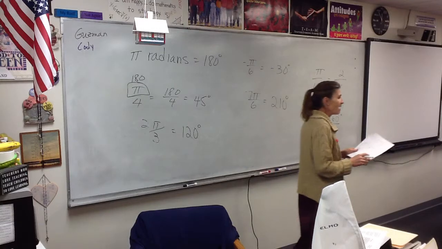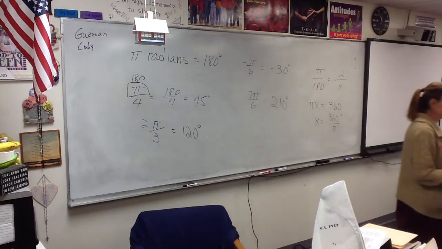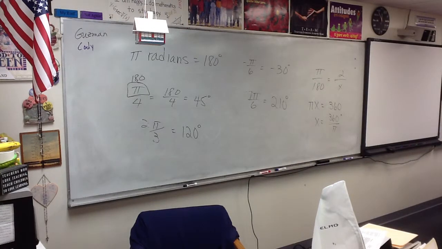Anybody who misses F is in trouble. What's F? 180 degrees, yeah, that one we have memorized. Pi radians is 180 degrees. Got it? That's pretty easy.